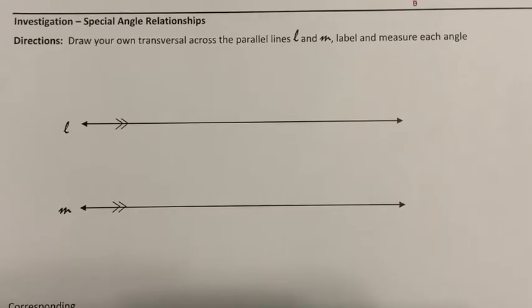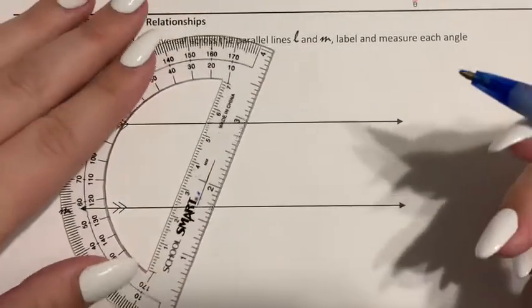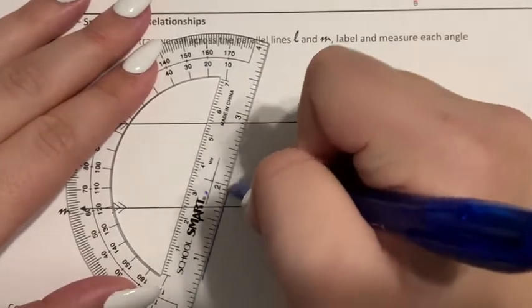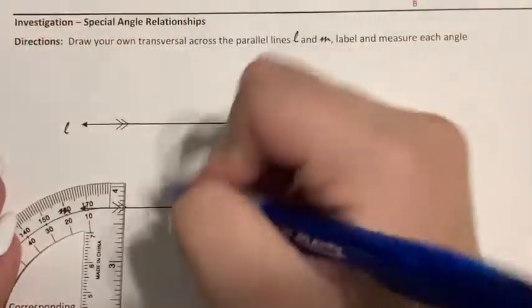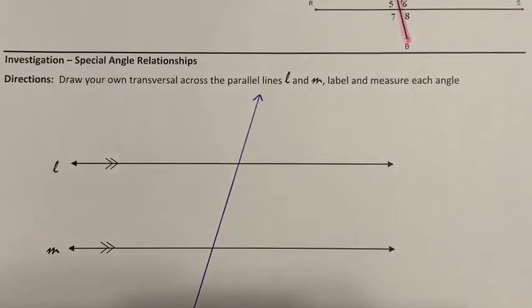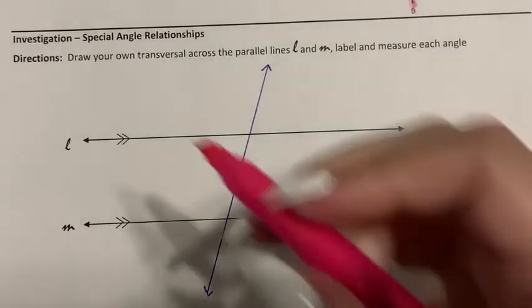And we need to draw our own transversal. So you can draw your transversal going whichever way you like. I'll draw mine looking something like this. So this would be my transversal.